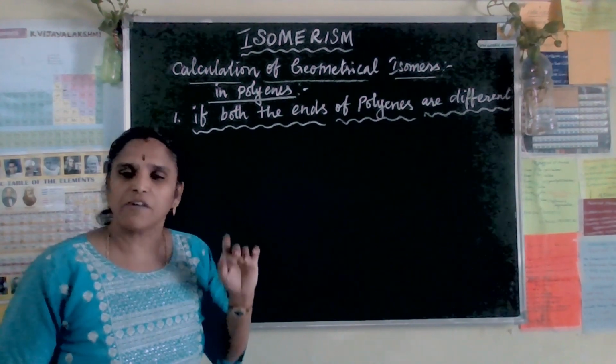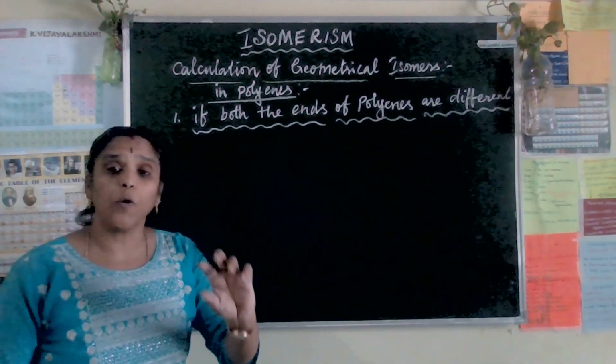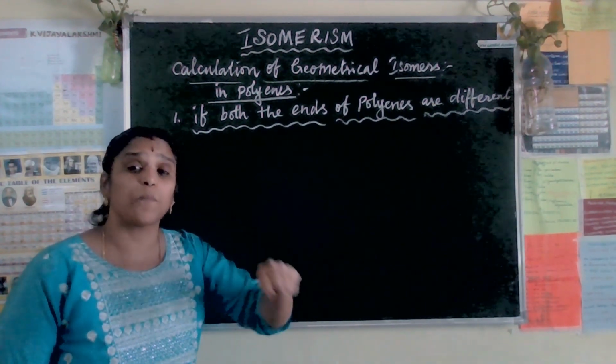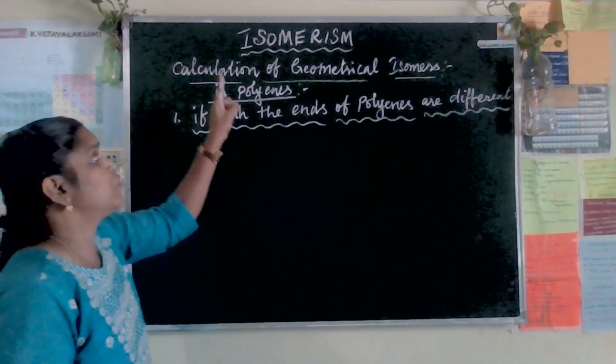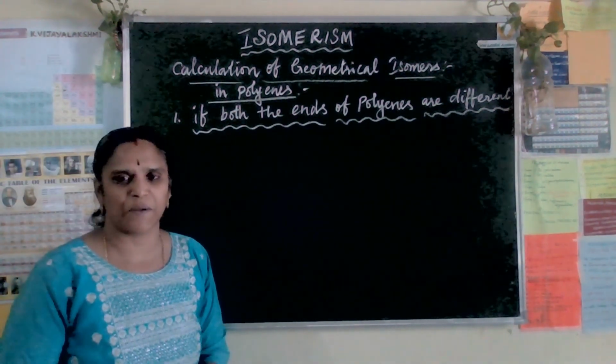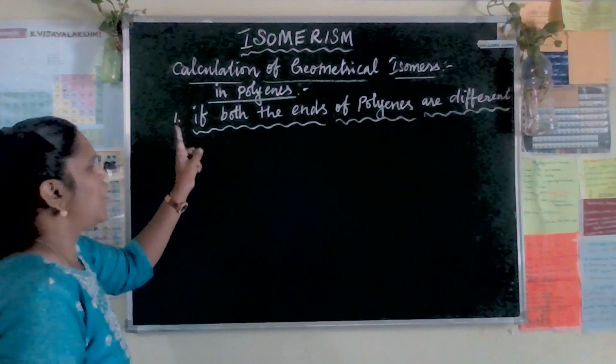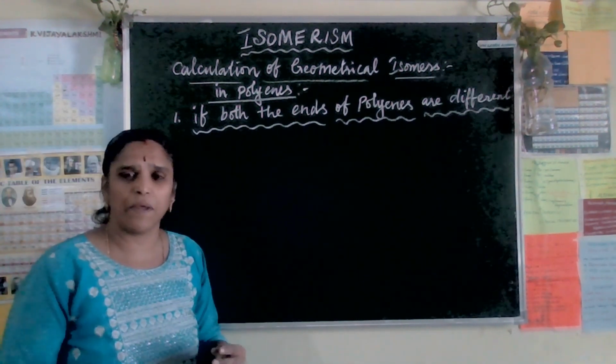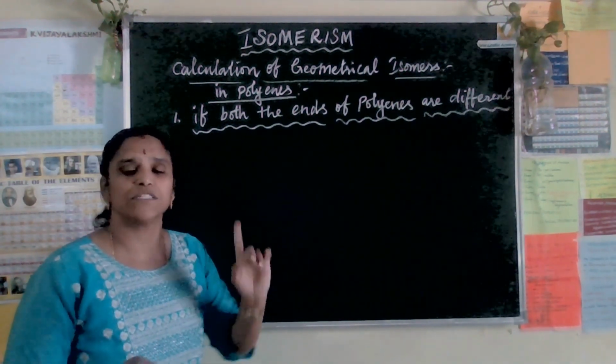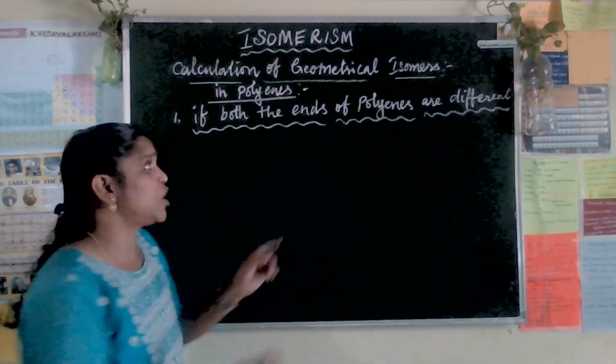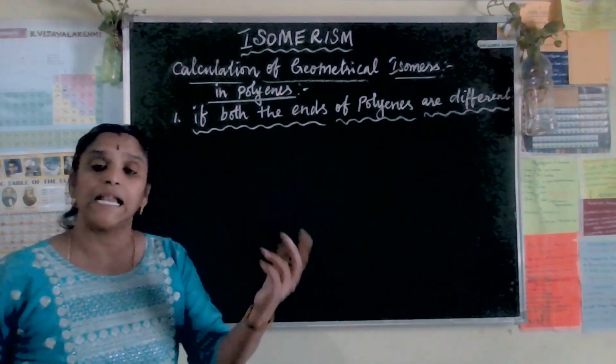There is a small trick to identify how many isomers are possible in one compound of geometrical isomers. Now, let us go for that. Polyenes. What do you mean by polyenes? The number of double bonds in one compound, so that is called polyenes.